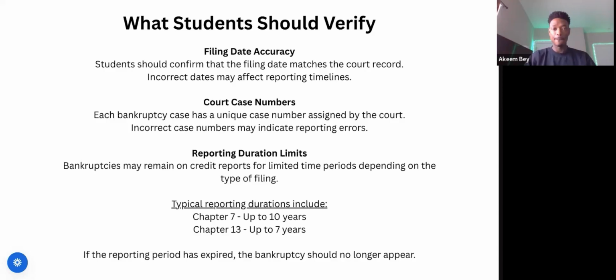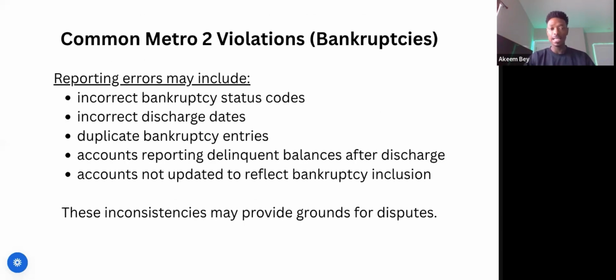So some common Metro 2 violations when it comes to bankruptcies, some of these errors may include incorrect bankruptcy status codes, incorrect discharge dates, duplicate bankruptcy inquiries, accounts reporting delinquent balances after it's been discharged, and accounts not updated to reflect bankruptcy inclusion. And these inconsistencies, again, give you grounds to dispute that bankruptcy and actually get it removed from your credit report.